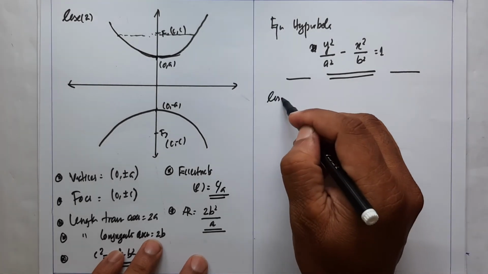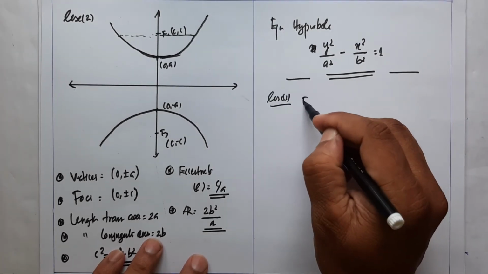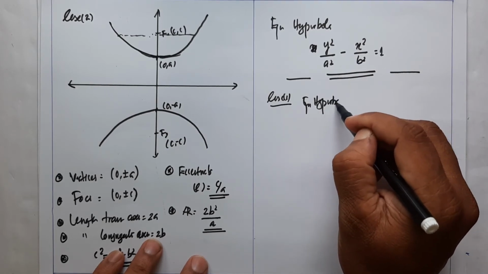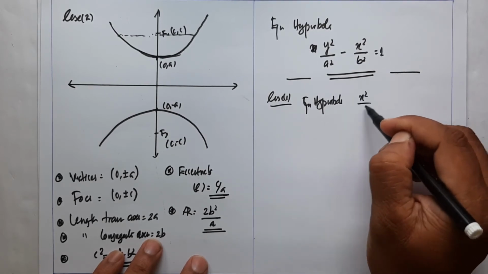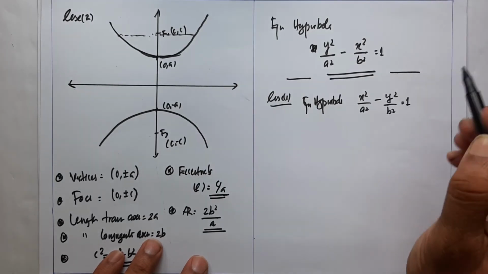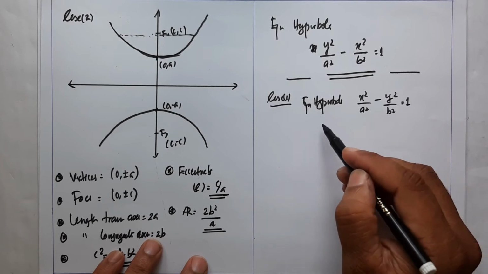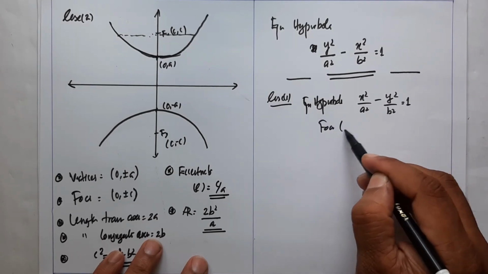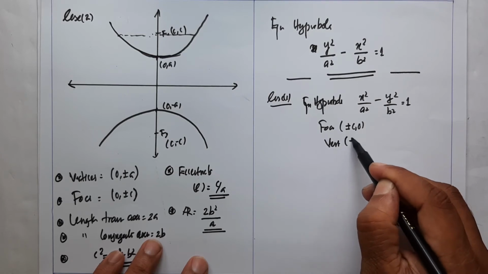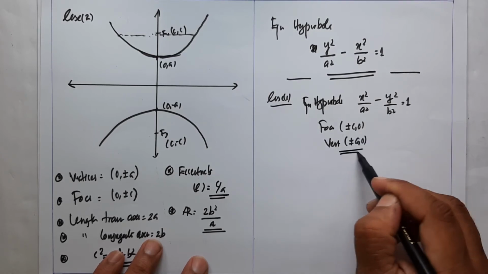Case 1, equation of the hyperbola is x square divided by a square minus y square by b square equal to 1. In this case a is under x, and therefore our foci are plus or minus c, 0 and vertices are plus or minus a, 0 in this case.